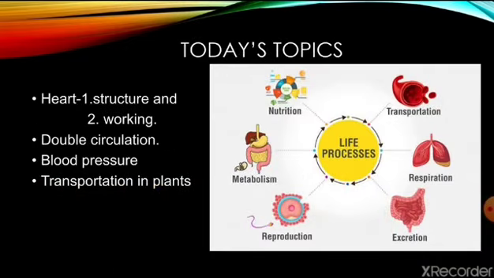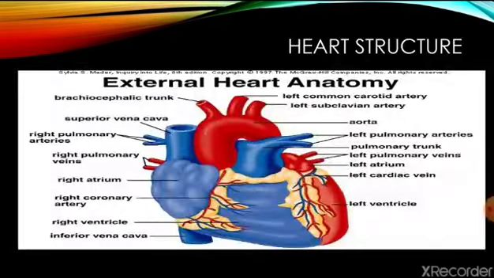Today's topics are structure and working of the heart, double circulation, blood pressure and transportation in plants. Now here in this picture, you can see the external structure of the heart. The heart is a reddish brown muscular pumping organ which is situated in the middle of the thoracic cavity between the two lungs. The heart is richly supplied with blood vessels. The heart is made up of cardiac muscle and it is covered by a double-walled pericardium.